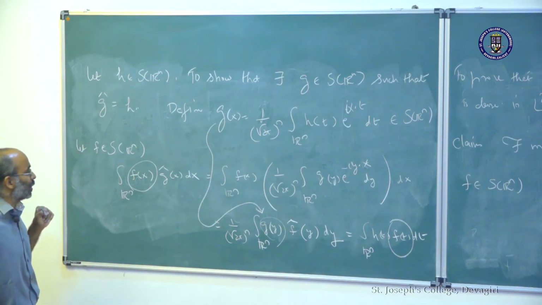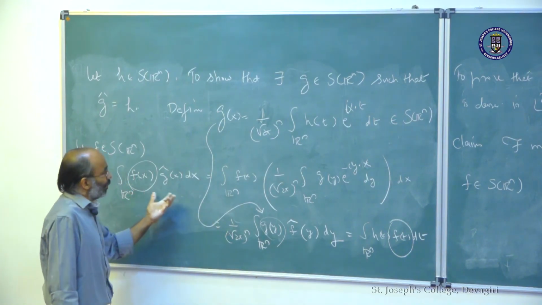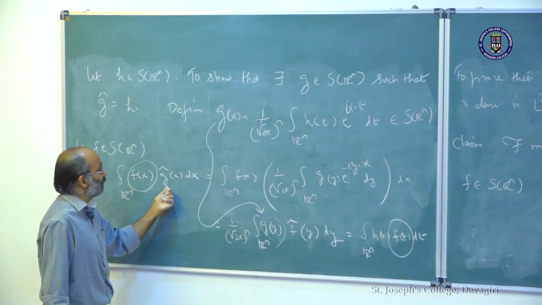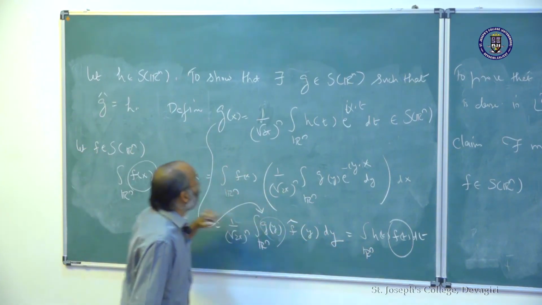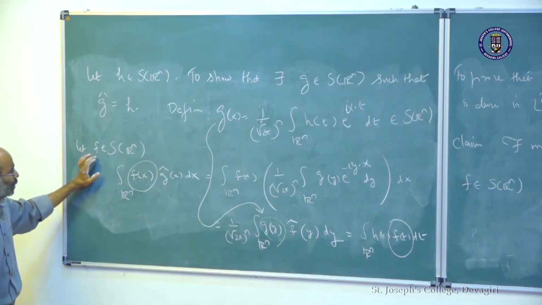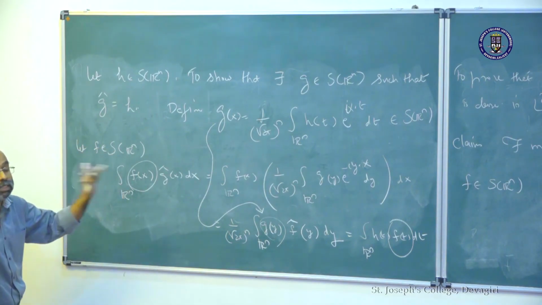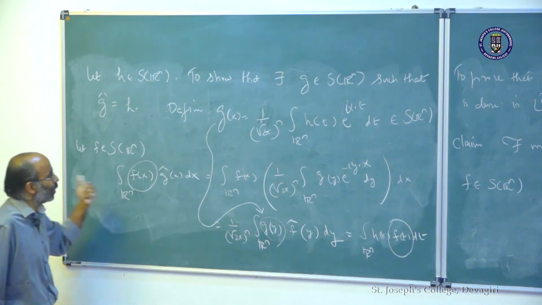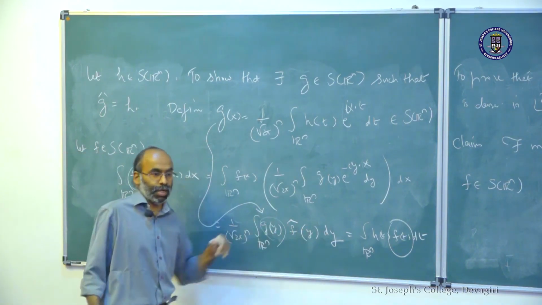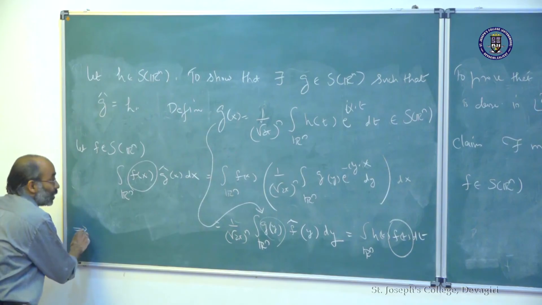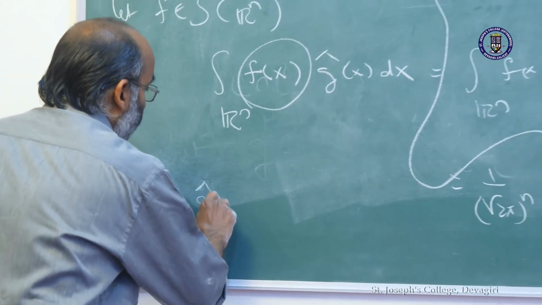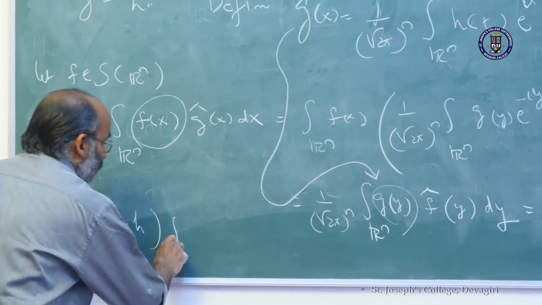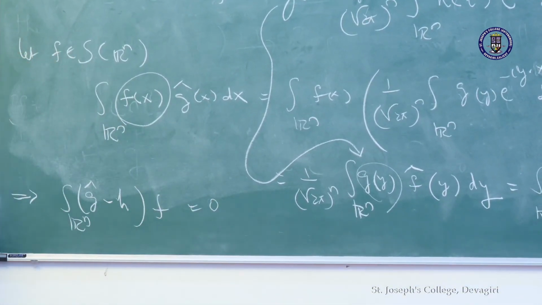Remember one of the exercises, if you look at this, you can bring that here, you will get G hat minus H integrated against F is 0. But F was an arbitrary Schwartz function, think of it as a C_c infinity function and construct an approximate identity. Then you will get that G hat is equal to H. So let me write it down: the integral over Rn of (G hat minus H) times F is 0. This is what we know.